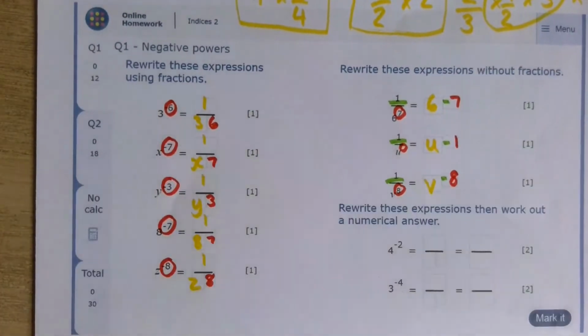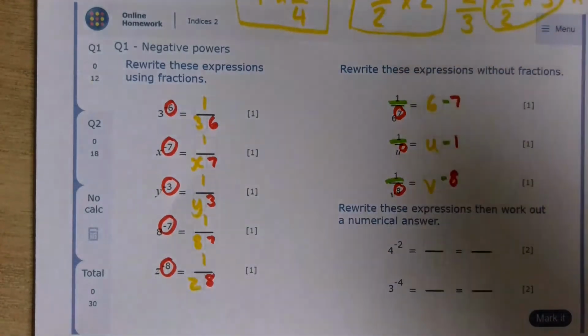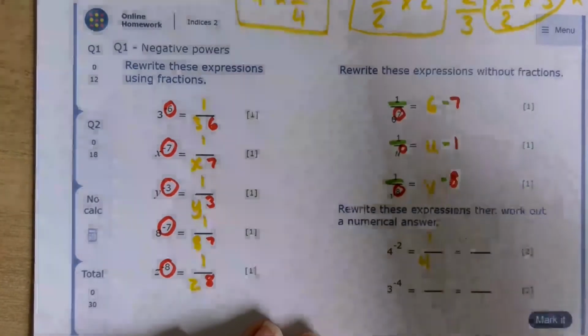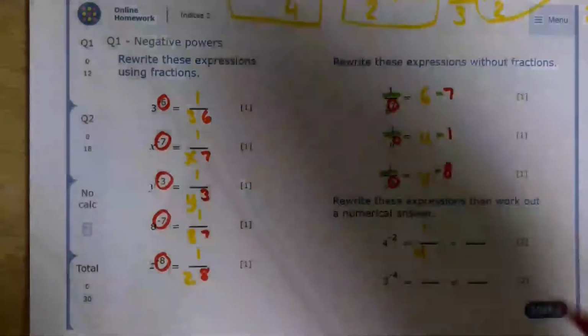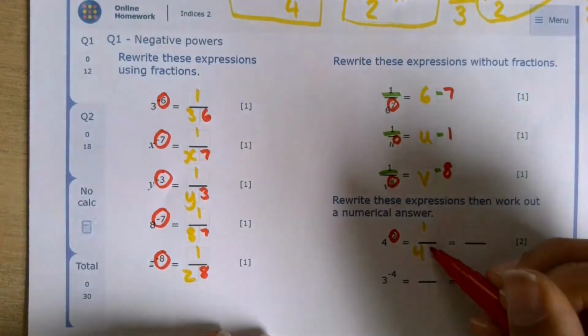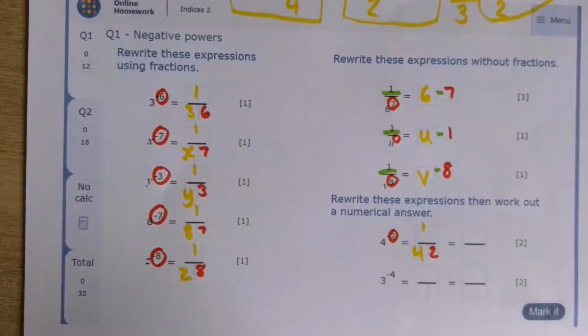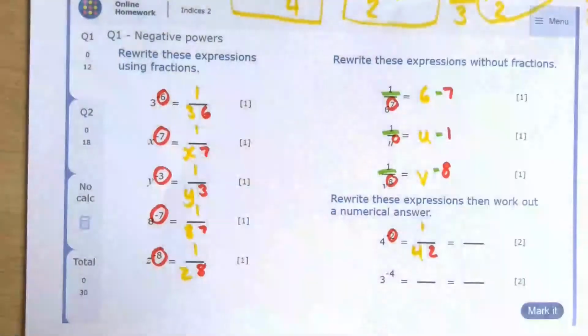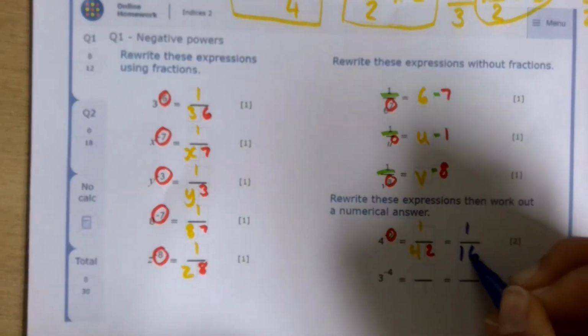It wants us to rewrite these expressions, then write out a numerical answer. First of all, 4 is an integer, so it's going to be 1 over 4. And the power is 2. So the answer is going to be 1 over 4 squared. What is 4 squared? 4 squared is 16. So our final answer there would be 1 over 16.